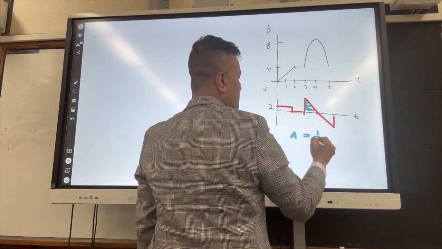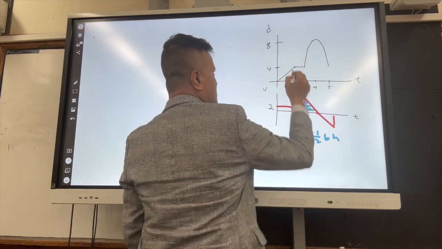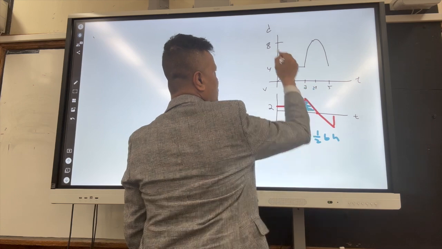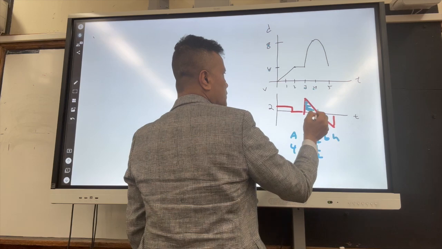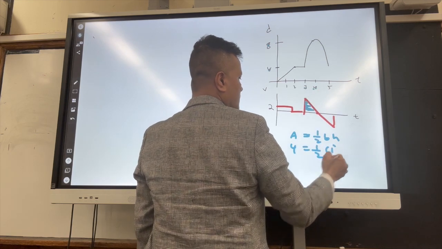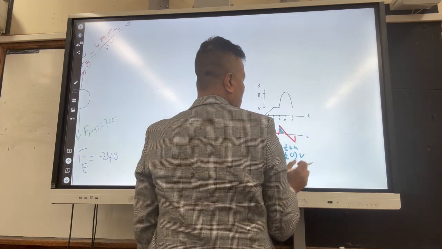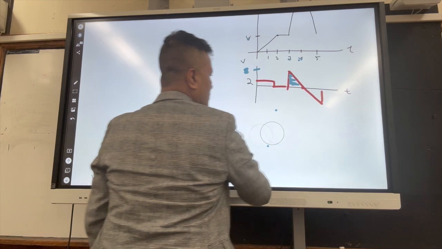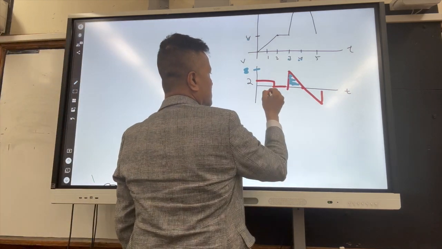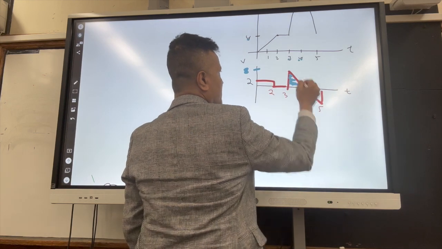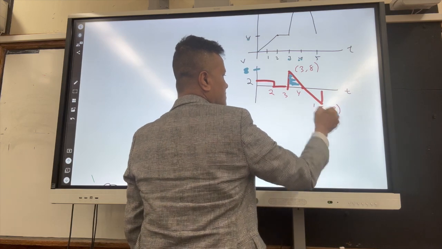Area is half BH. And area is distance. The distance between 3 and 4 is 8 minus 4. The time between 3 and 4 is 1 second. Velocity is 8. Okay. So this is 2, this is 3, this is 4, this is 5. At 3 seconds the velocity is 8. At 5 seconds the velocity is negative 8.